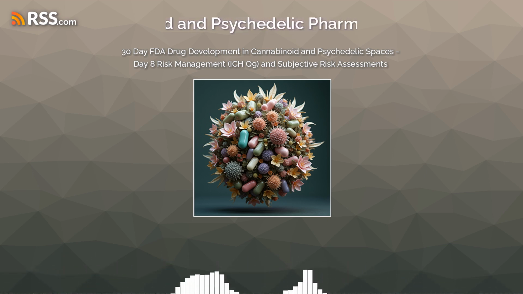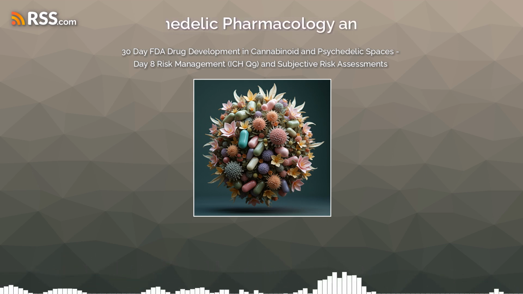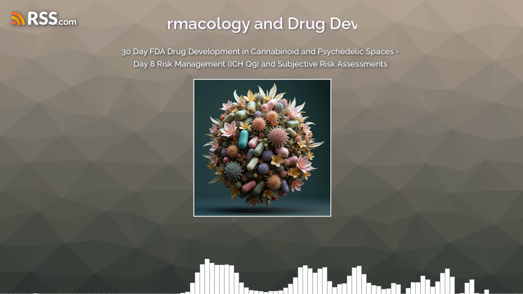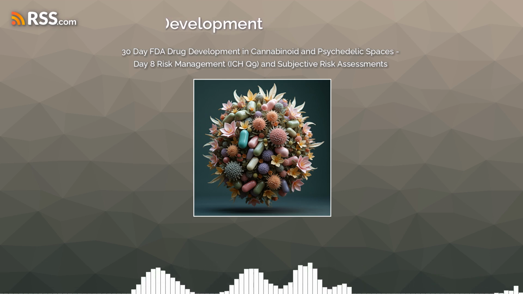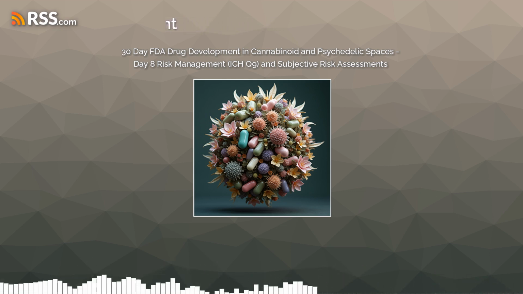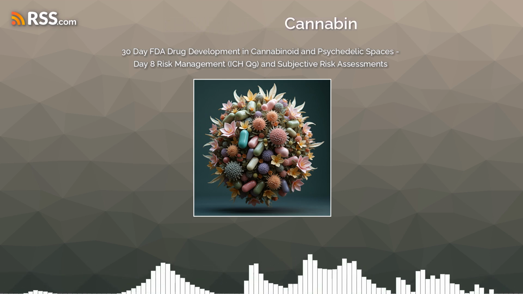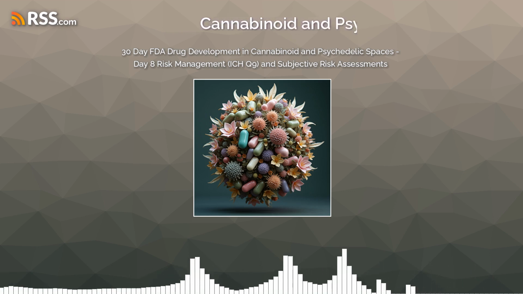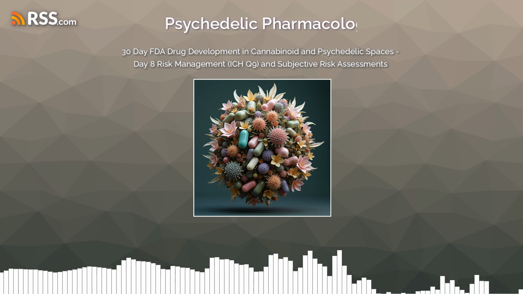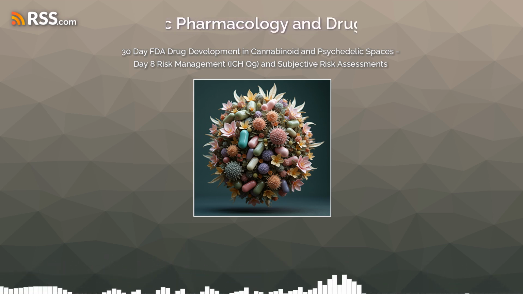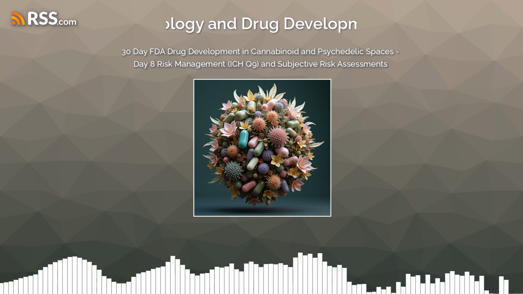Well, that's where those ICH-Q9 guidelines really come into play. They provide this framework. It's a very systematic, science-based approach to risk management. And it really pushes for proactive risk assessment throughout the whole drug development life cycle. So instead of just reacting to problems after they happen, they're trying to anticipate and prevent them right from the get-go.